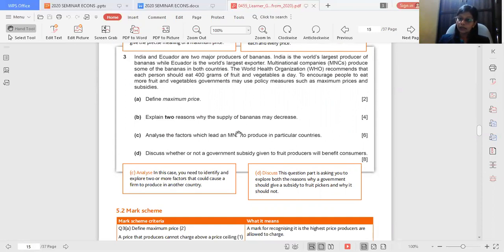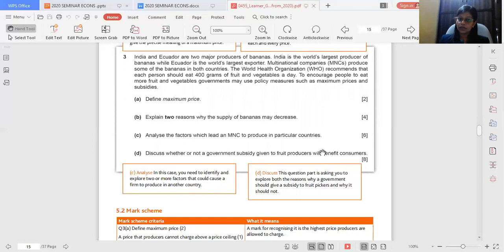So they're talking about MNC. So you have to analyze. You have to identify and explore two or more factors that could cause the firm to produce in another country. Again, I'm telling you, MNC, multinational companies, is more relevant to business studies. Don't get excited. Don't take every single thing from business studies and try to put it in our economics. Don't do that. You have to change into our keywords, our economics terms, to make sure you gain more marks.